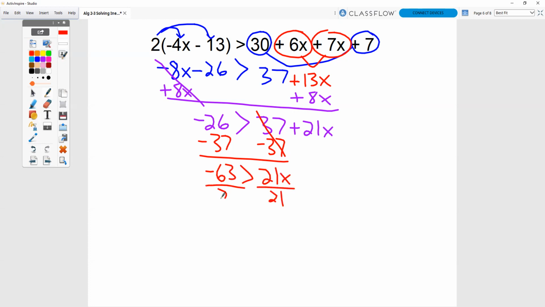Divide by 21, divide by 21. You're not dividing by a negative. Our bottom number is positive, so we don't flip the sign. So we have a negative 3 is greater than x. However, that answer is written backwards. So we are going to flip everything around so that it stays consistent. The greater than changes to less than. We flip-flop sides, and we have x is less than negative 3.